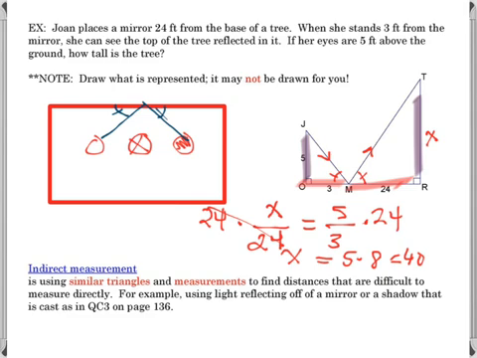That allows me to solve the problem. And again, down at the bottom we have some text around what it means for indirect measurement. We'll use it two ways, with a mirror or a shadow, and then you can look at some of the examples in the book, and we'll go over some more as well.